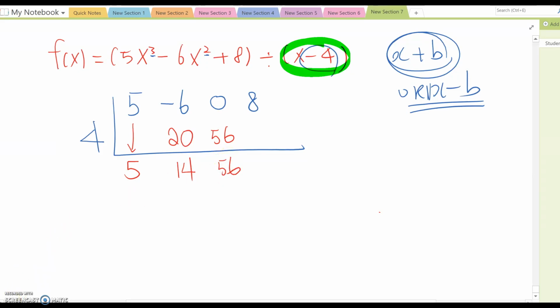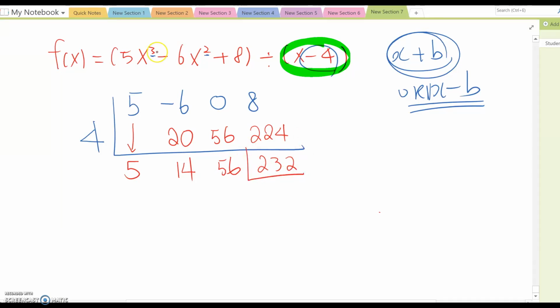So what's 56 times 4 then? 56 times 4 becomes 224, so put 224. And combine them, so it becomes 232. Okay, as I told you before, the last term is always a remainder.